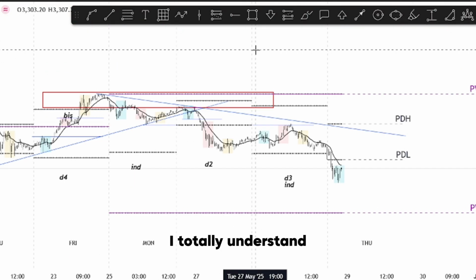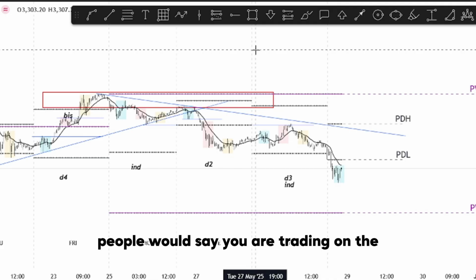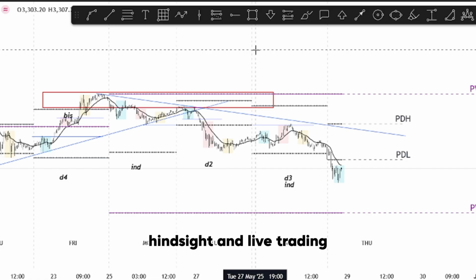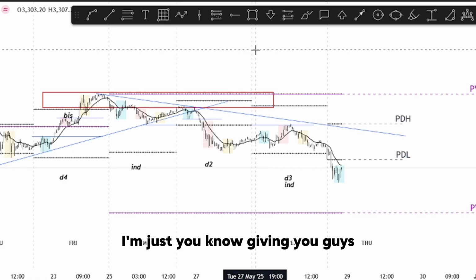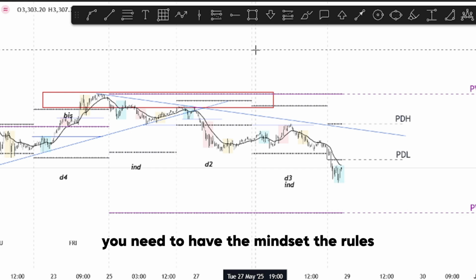I totally understand. People will say you're trading on the history chart, and I understand the difference between hindsight and live trading. I'm just giving you guys the idea of how this strategy works. You need to have the mindset, the rules, and how to judge if there is a chance between different pairs. Find the perfect trade for the coming session.